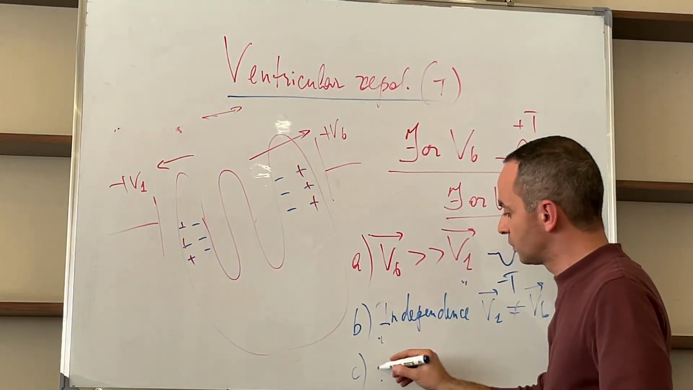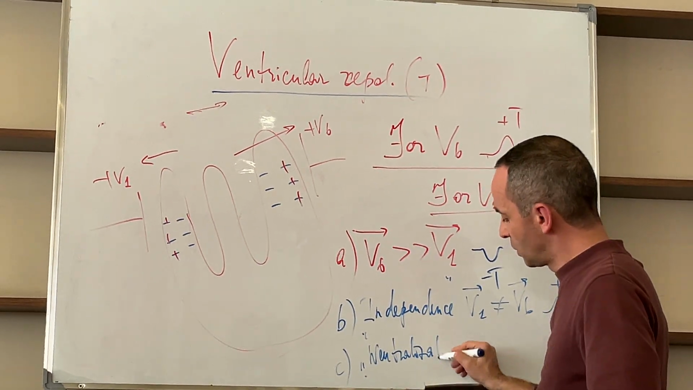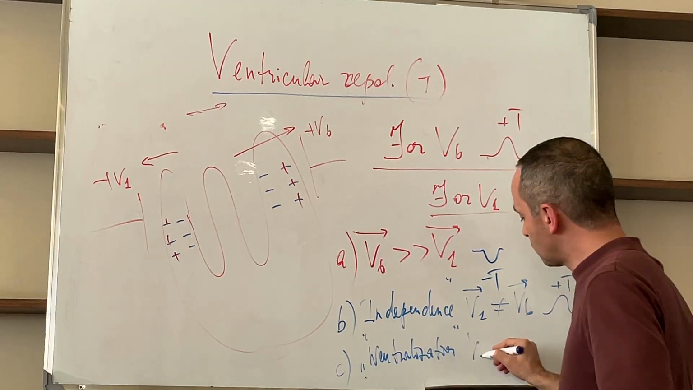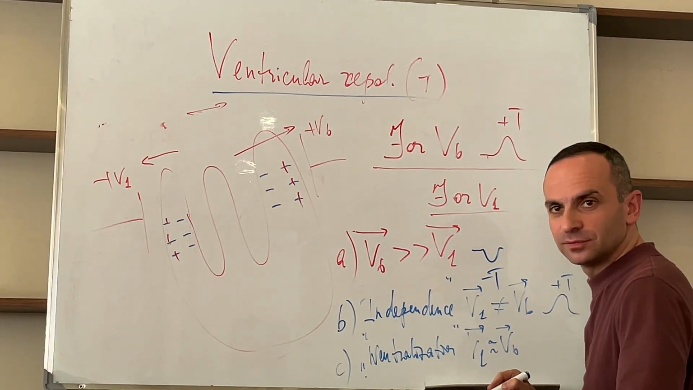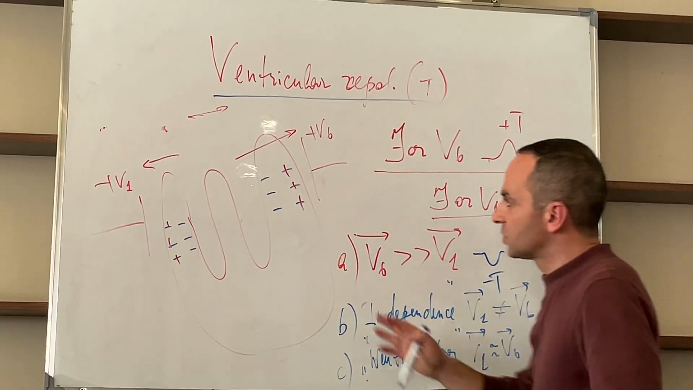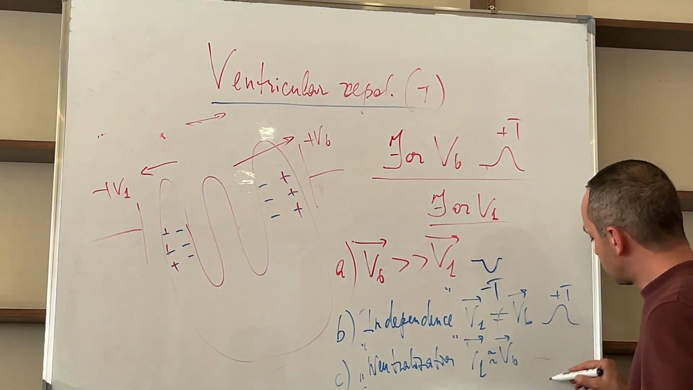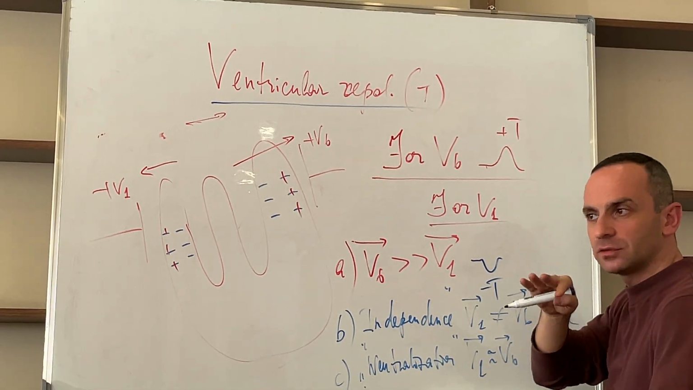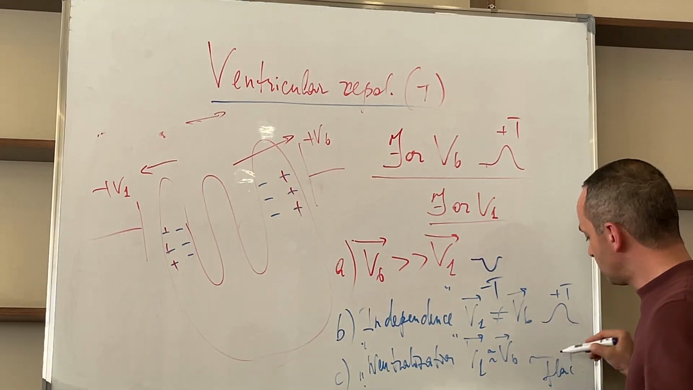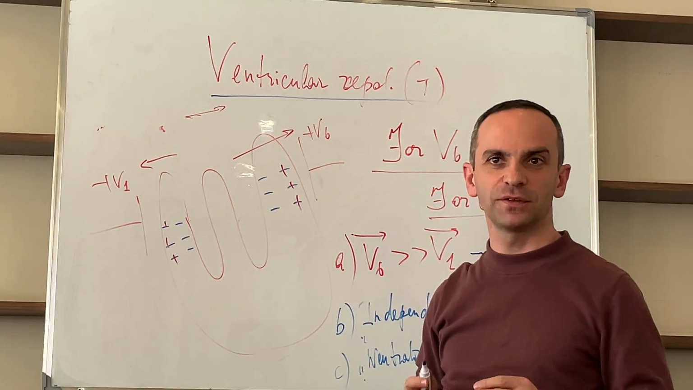Variant C is called neutralization. Neutralization means that force of V1 is approximately the same as V6. Neutralized. So summary vector will be 0. And we'll have like this. It's called flat T. Flat. Just a bit above baseline. Some wave you see, but I'll not tell you it's positive or negative.